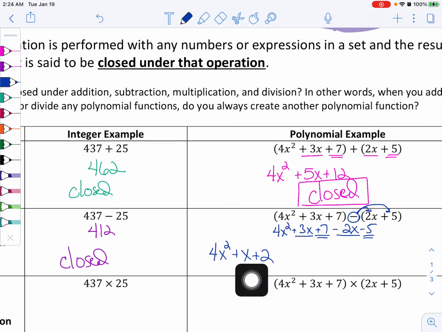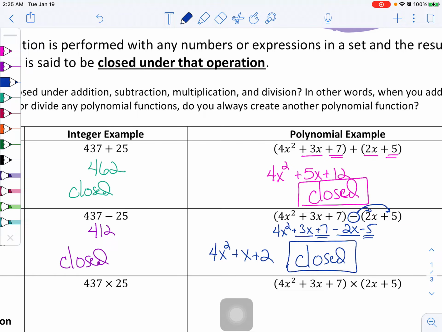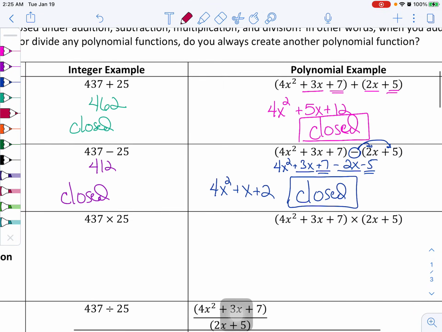We've subtracted polynomials. We created a polynomial. That is closed. No matter what way you subtract polynomials, because you're just subtracting or adding like terms, you're still going to create polynomials. All right. Back to our integer example here.